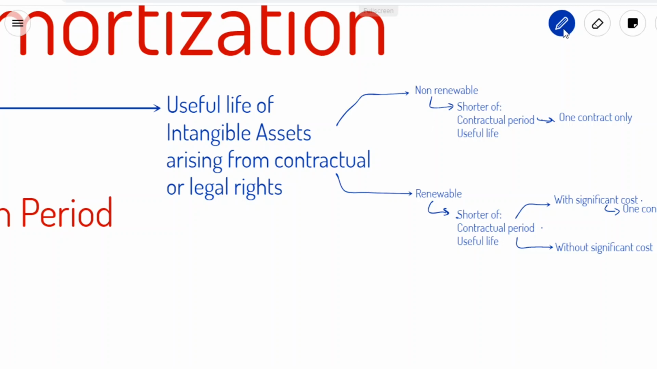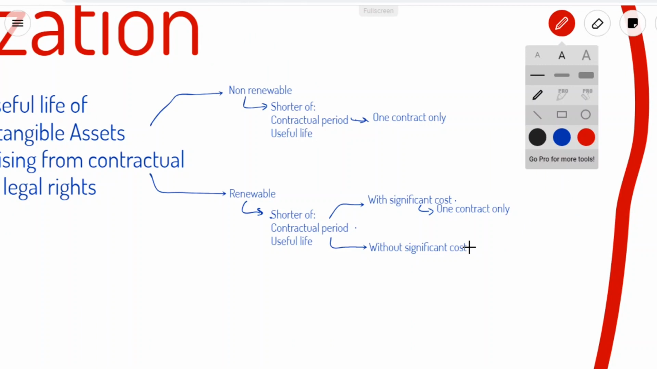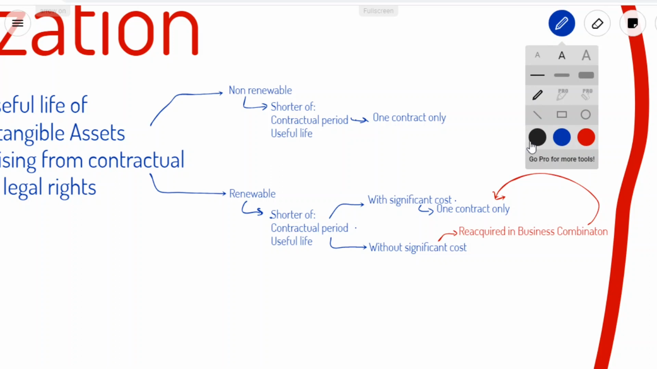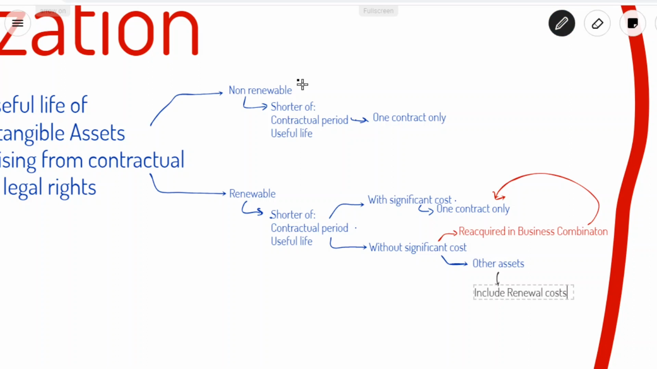However, if our contract is renewable without significant cost, in that case, we would have to see whether that asset has been reacquired in a business combination or not. If that asset has been reacquired in a business combination, in that case, that would not include the renewal periods, right? However, if it's an ordinary asset with an entity, then the contractual period will include the renewal periods.